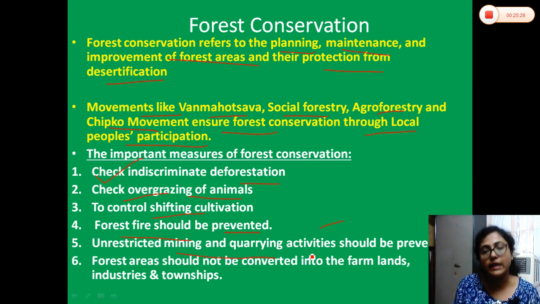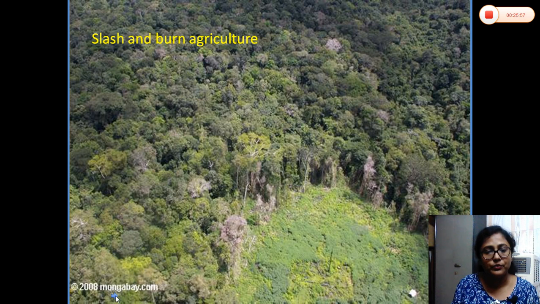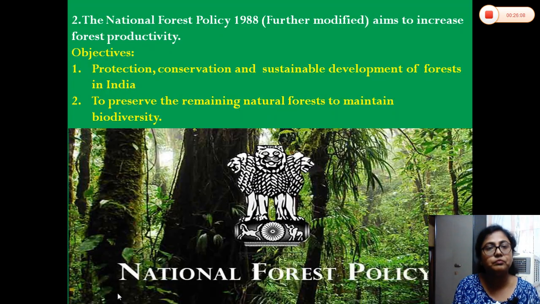Unrestricted mining and quarrying, you all know about the Vaksawa movement, Vaksawa forest matter. If you don't know, please search on the net, in the live class I will be asking you. And forest areas should not be converted into farmland, industries or townships, because forest is very important. We need to value it, because it provides us oxygen. Without oxygen we cannot live. Without industry we can live, but without oxygen we cannot live. Slash and burn agriculture is mainly observed in these areas.